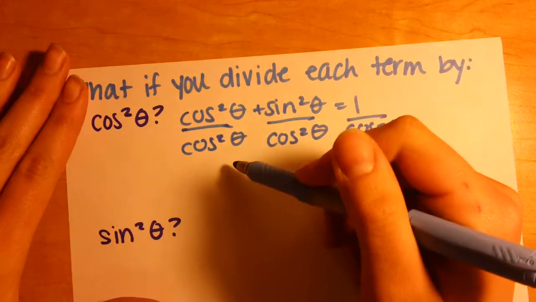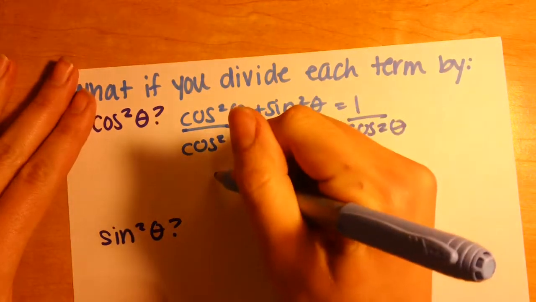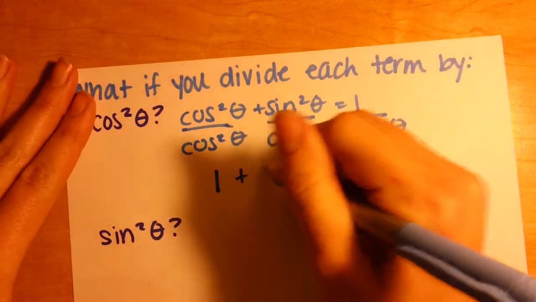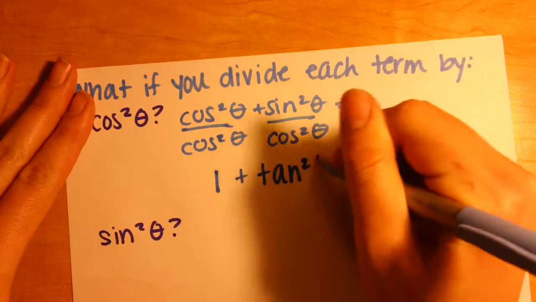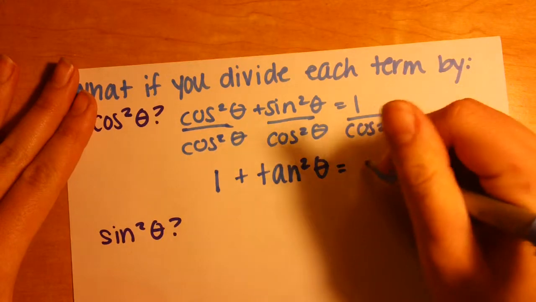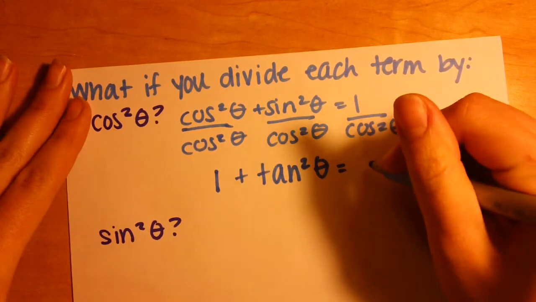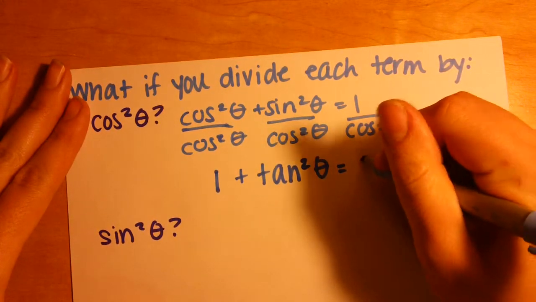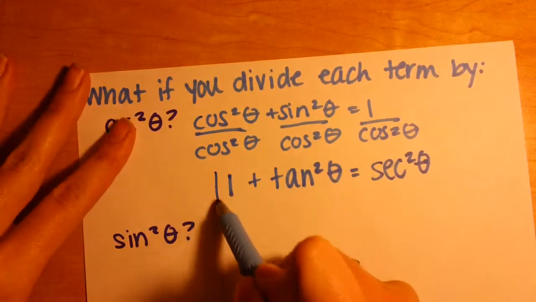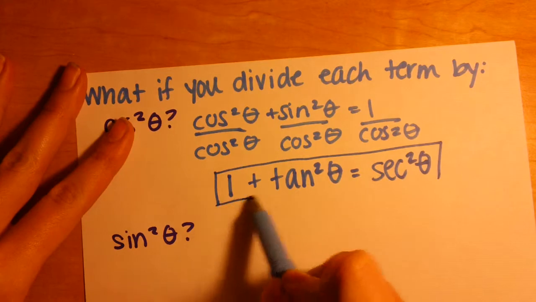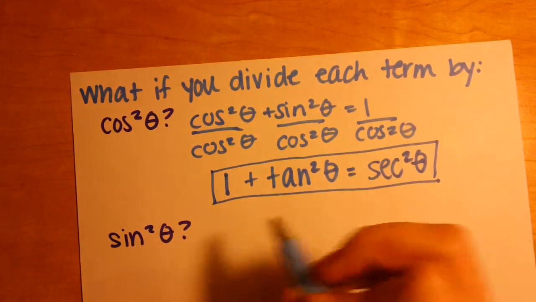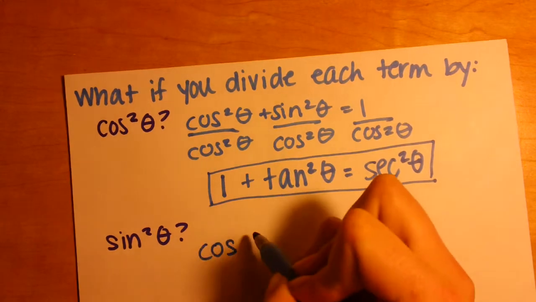And so cosine squared theta over cosine squared theta equals 1. Sine squared theta over cosine squared theta equals tangent squared theta. And then 1 over cosine squared theta is our reciprocal identity, which is going to be secant squared theta. So here, this is our second Pythagorean identity, and we can find our third one by taking our original and dividing by sine squared theta.